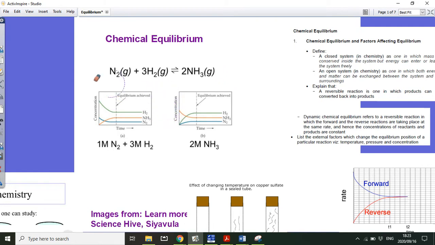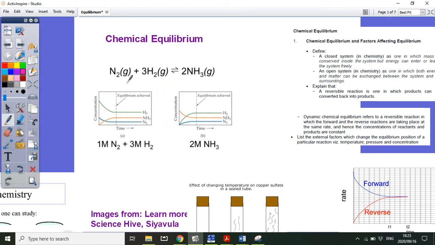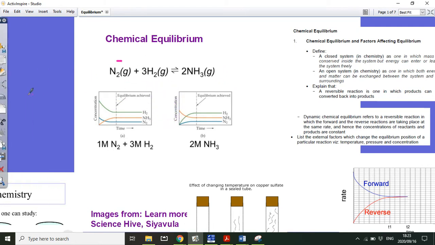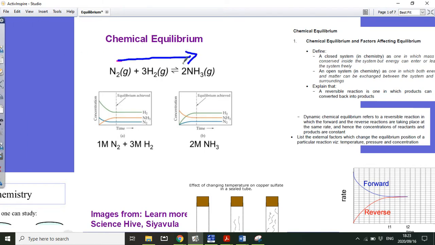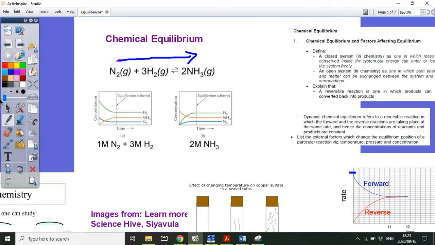So now the rate graph. In the beginning, I said only the forward reaction takes place. So let's just make it blue. So only the forward reaction takes place. So the rate of the forward reaction is high because there are a lot of these particles that can undergo effective collisions to form product. So you'll see the rate here in the rate graph. The forward reaction starts with a high rate. In the beginning, there are no product particles.